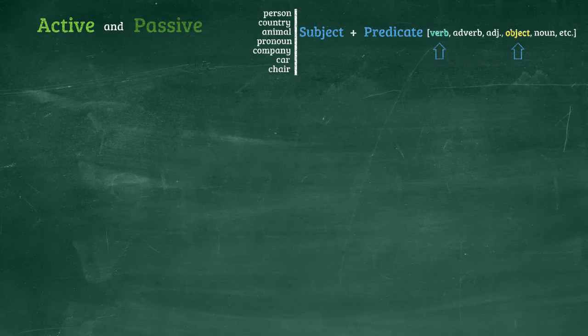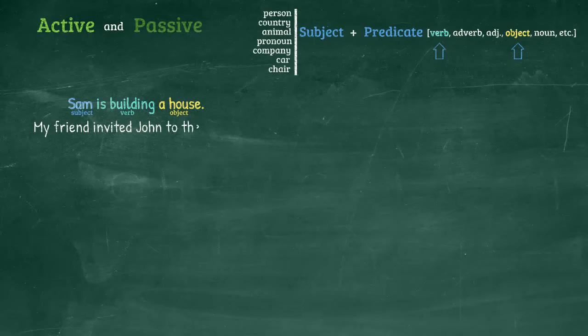For example, if we said, Sam is building a house, the subject of this sentence is Sam, the verb is building, and the object is a house. Or, my friend invited John to the party. Here, the subject of the sentence is my friend, the verb is invited, and the object is John. These types of sentences we call active. In other words, if a sentence begins with a subject, it is active.